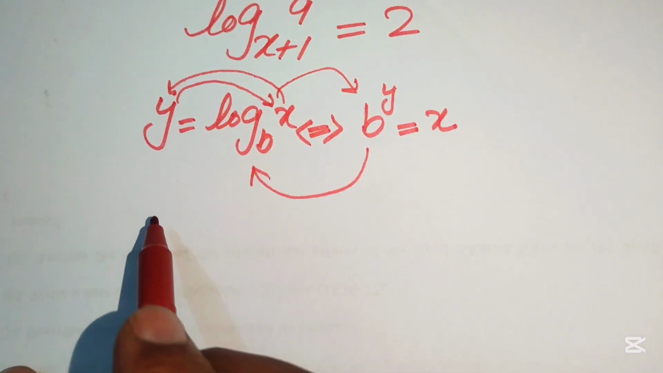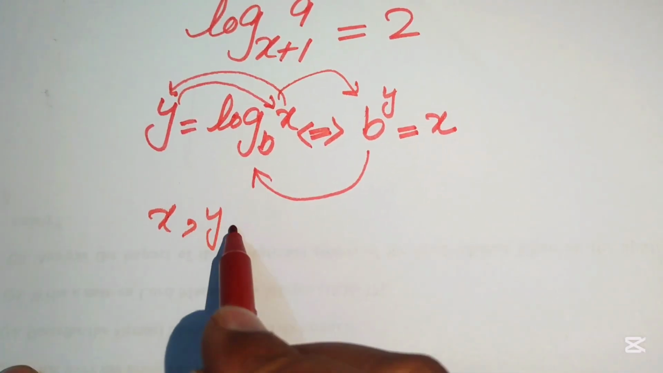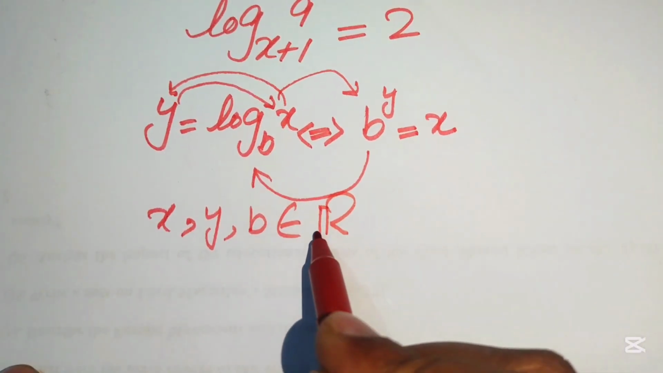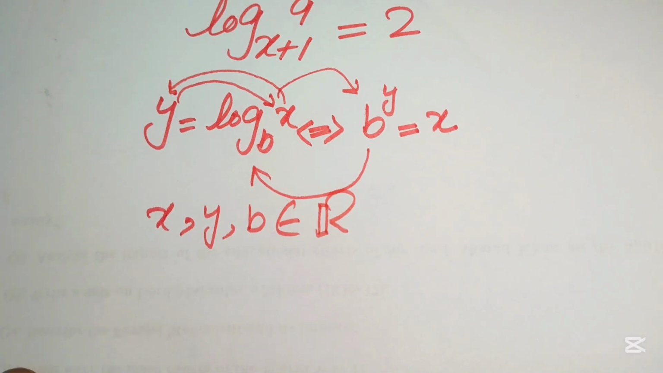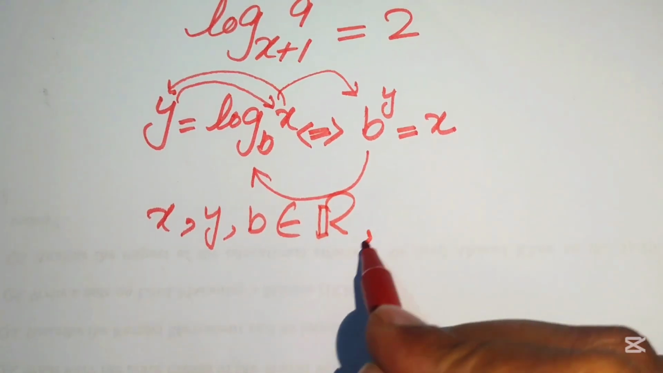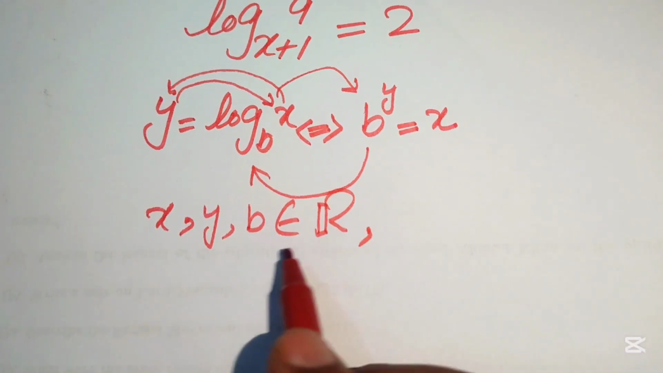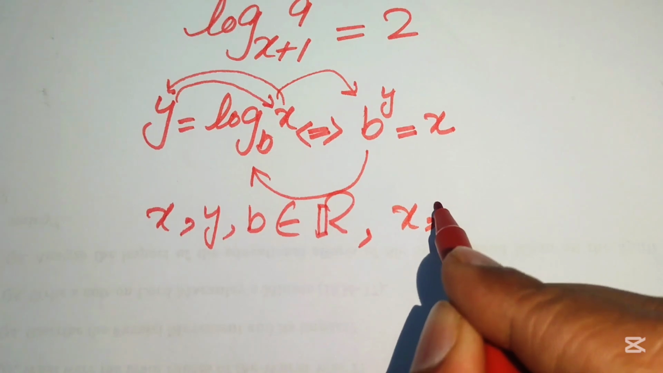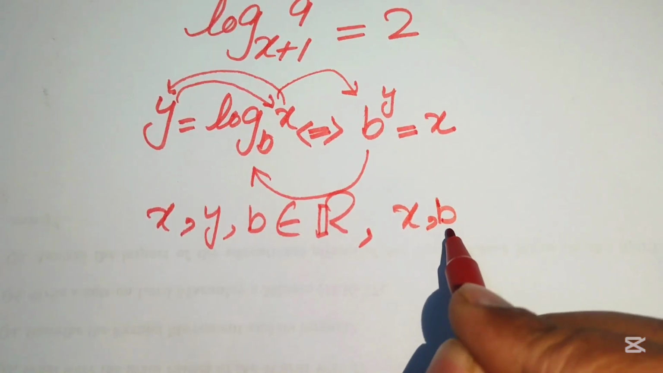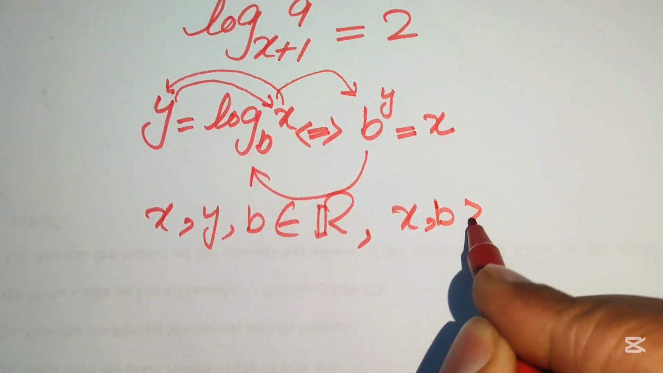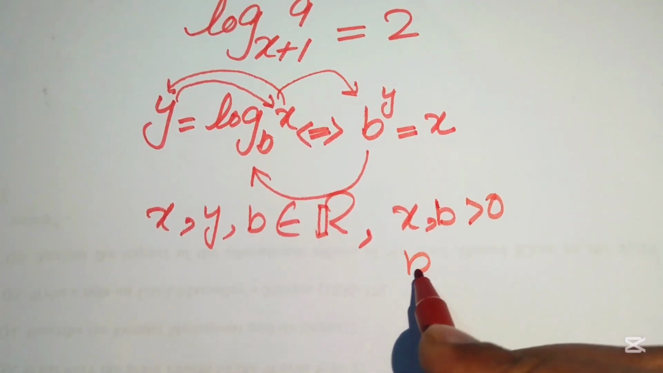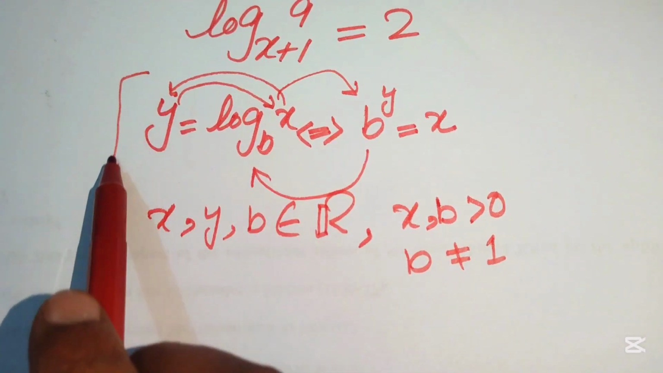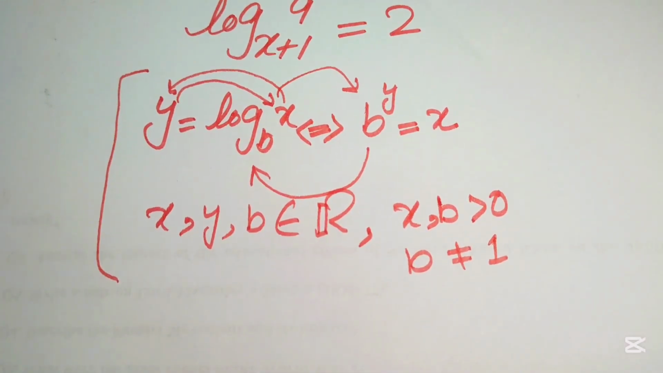We know that x, y, and b are real numbers, and we have some other conditions on them. The numbers x and b are greater than 0, and b is not equal to 1. So this is the basic definition of logarithm.